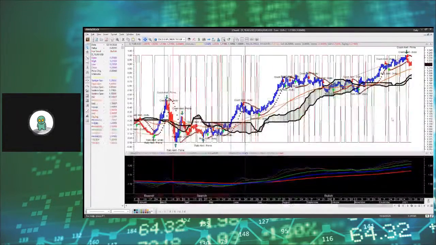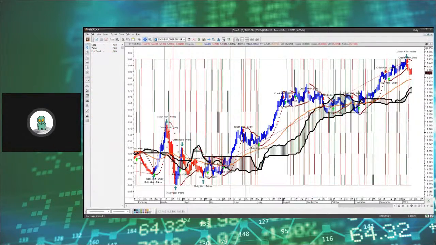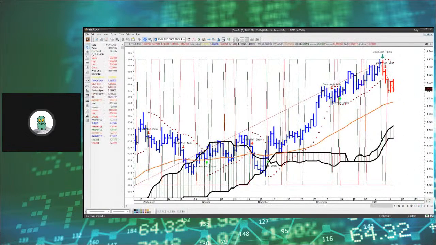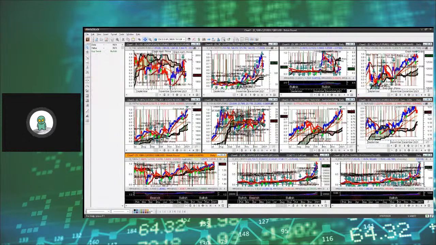All right, the next one here is the euro dollar. Let's go ahead and pull this one up. So your euro dollar, again, bears in control. Here's your crash alert. Here's all this downside production, getting close to reaching that initial target down here around the 121 to 120.50-ish level. So bears still in control there.